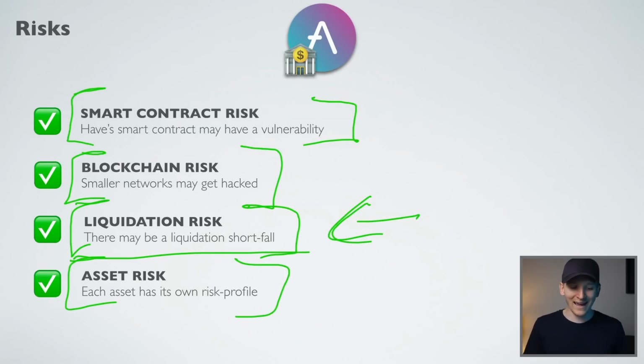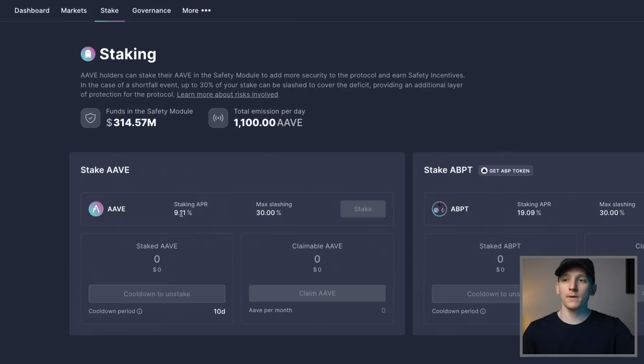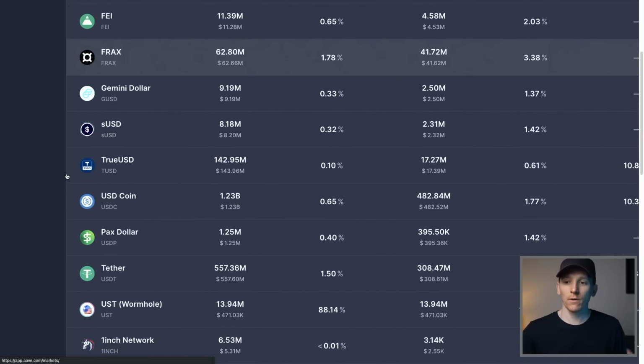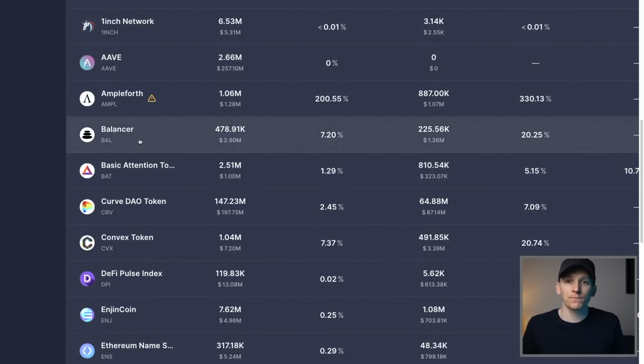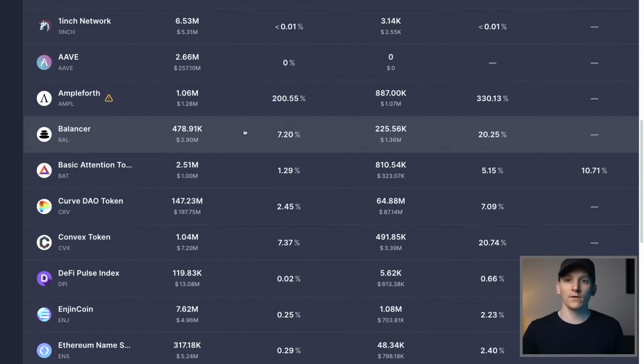And there is, of course, asset risk as well. What I mean by that is that each and every asset has its own risk. For example, holding Ethereum or Aave itself or Balancer tokens, each project has its own risk. And so that's very different to the specific risks of using this platform.